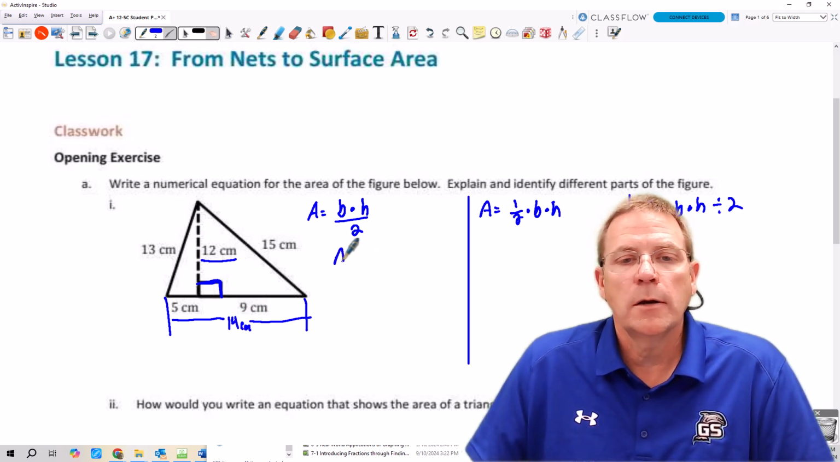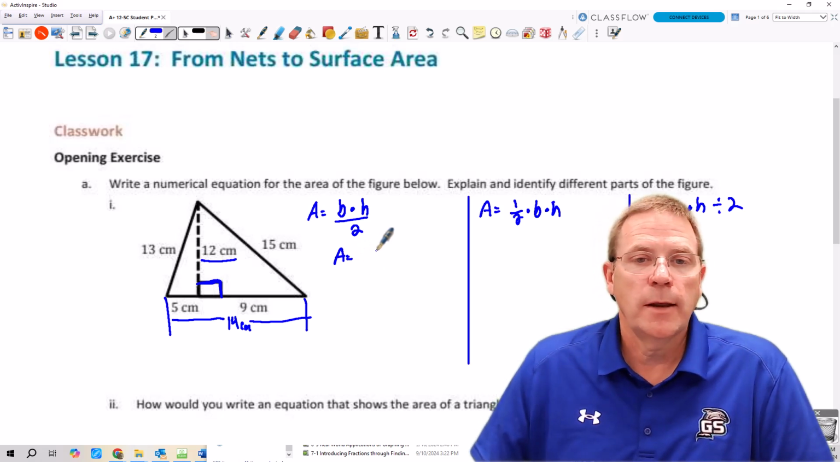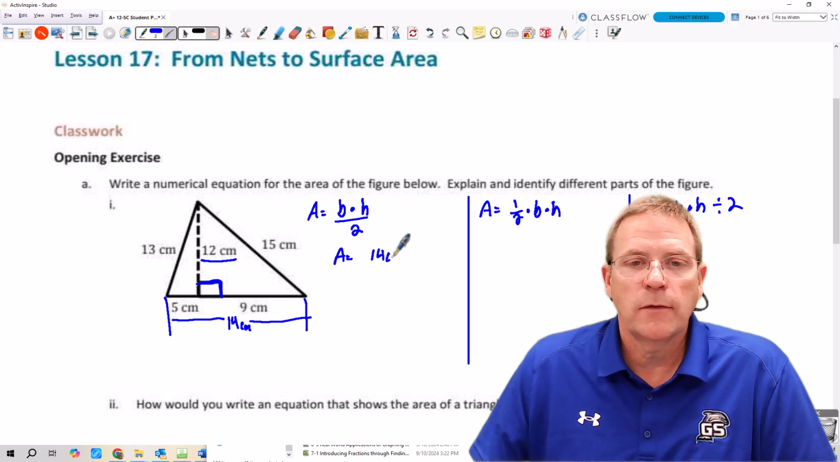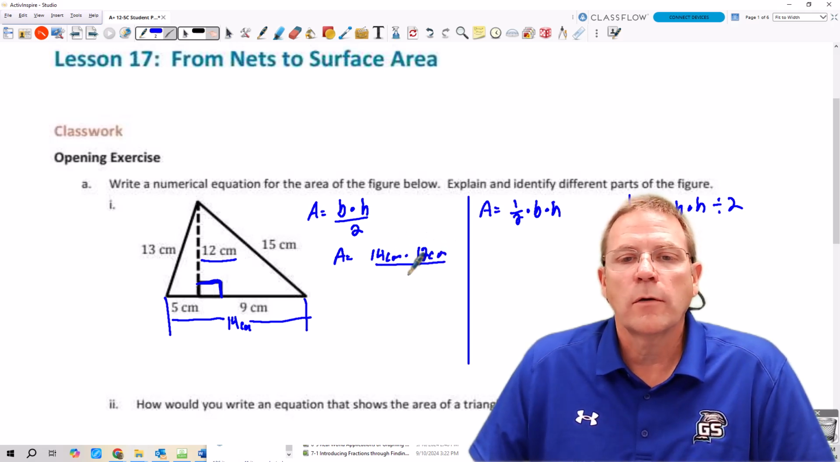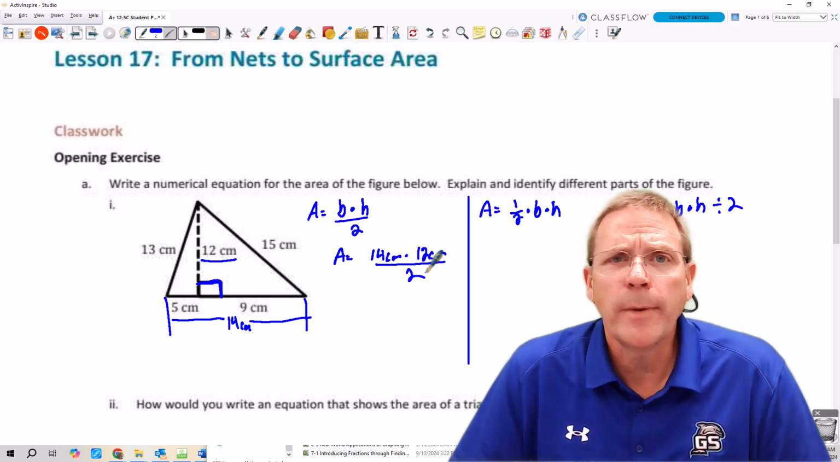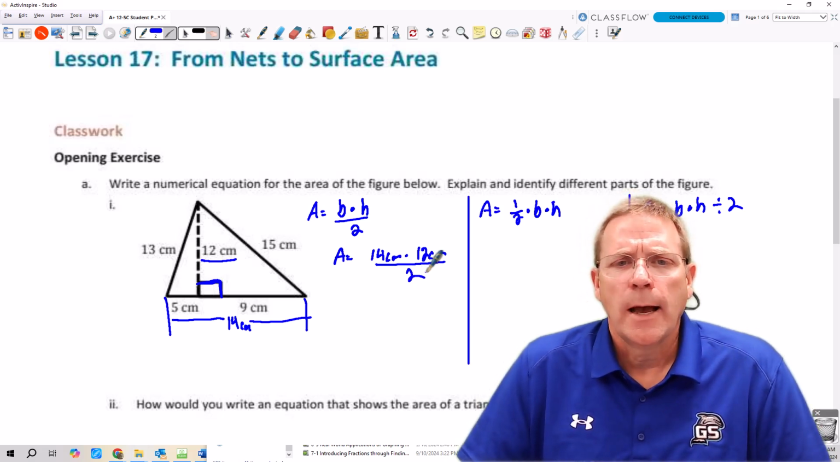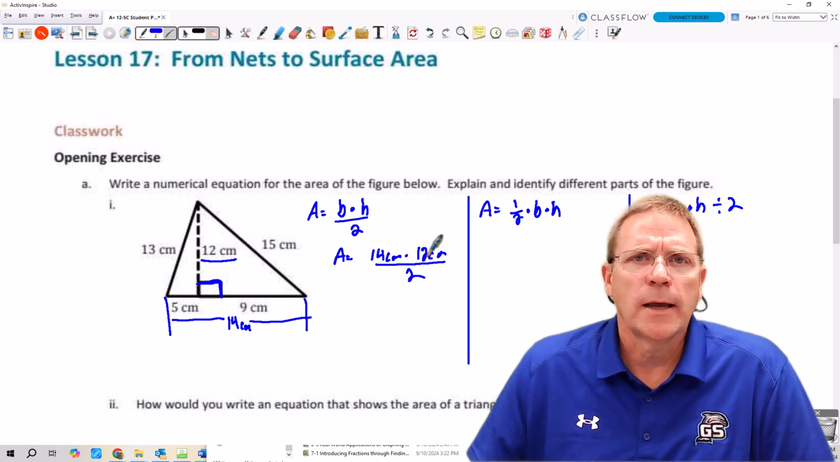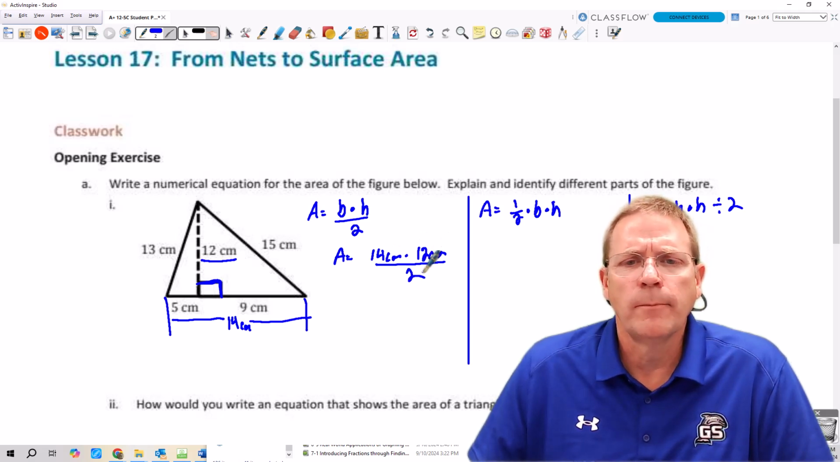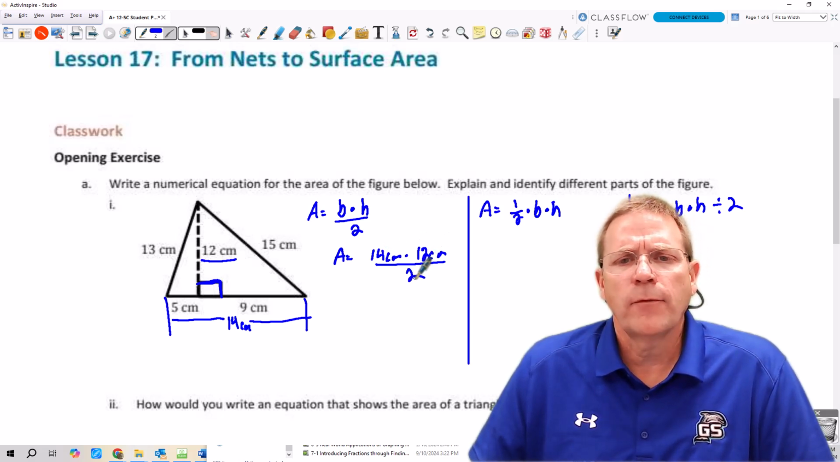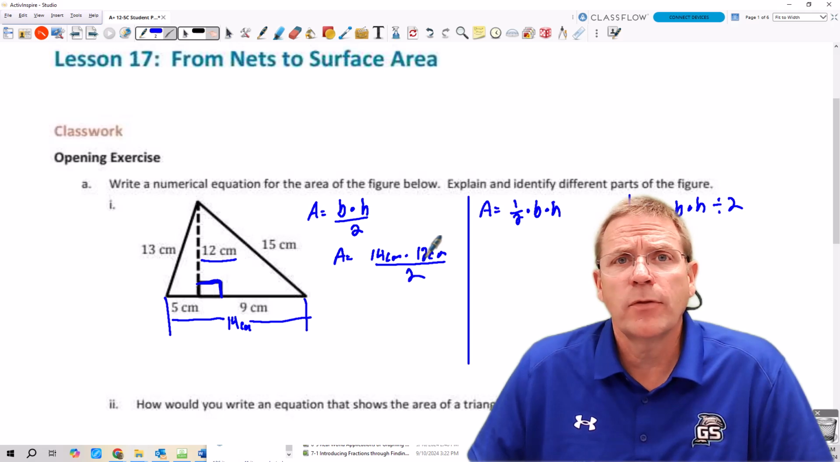So when I plug it into my formula, I would end up saying that area is equal to a base of 14 centimeters times a height of 12 centimeters, all divided by 2. From here, I have choices. I could multiply 14 times 12, which wouldn't be a lot of fun, or I could take half of 14 or half of 12. Both 14 and 12 are even numbers, which means taking half of them would be pretty easy. So that's what I'm going to do.